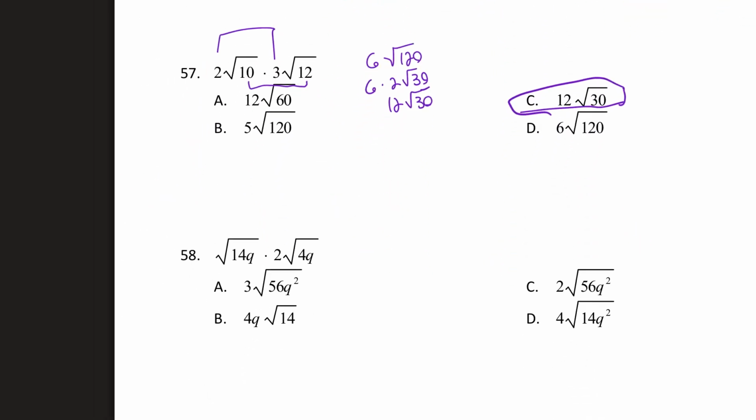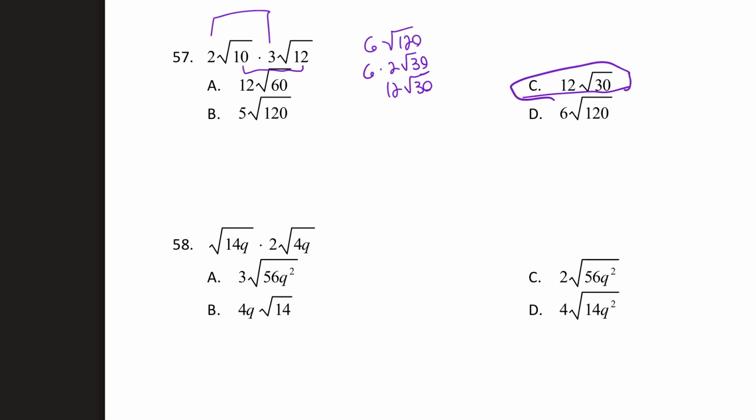And I believe this is finally our last question. Okay, so multiply the numbers in front. 2 times 1, which is just 2. And then multiply the radicands. So 14 times 4, which is 56. And then q times q is q squared. Don't sleep on the q times q being q squared.